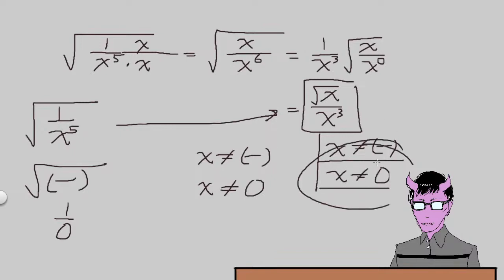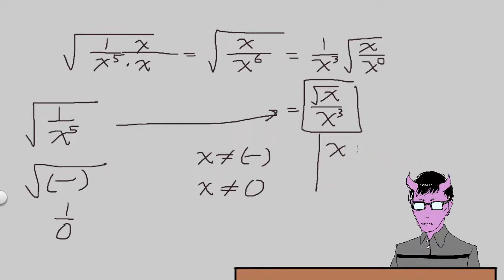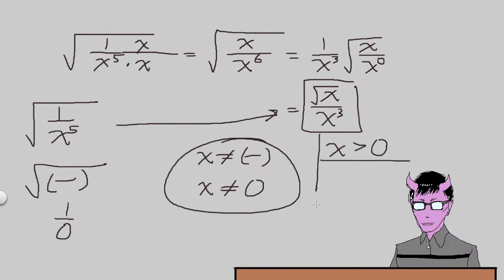But this is very wordy. So let us be concise. Let us aim for concision, right? So x is going to be greater than 0, and that takes care of both of these conditions. Both of those conditions you can consolidate nicely with this statement.